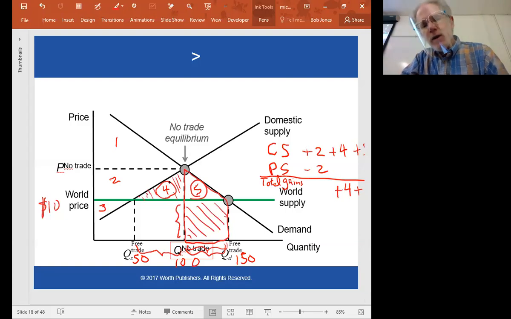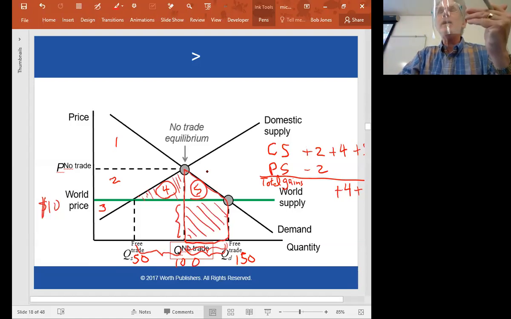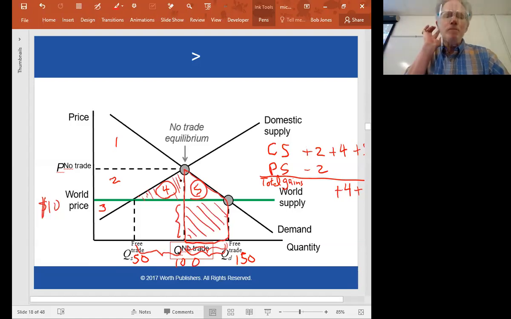So area 4 and area 5 are the two areas that represent the gains that we're getting from being able to trade with low-cost foreign producers.